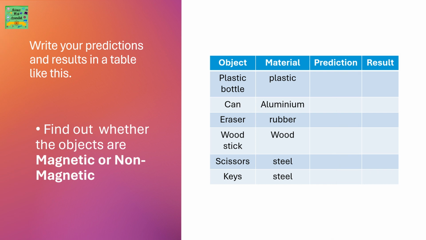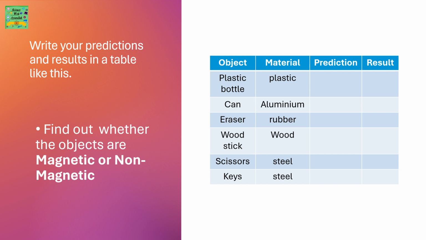Write your predictions and results in a table like this, with columns as object, material, prediction, and result. Find out whether the objects are magnetic or non-magnetic. Here the objects given are plastic bottle, can, eraser, wood stick, scissors, and keys.